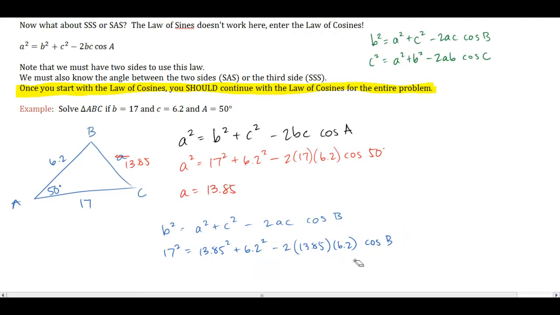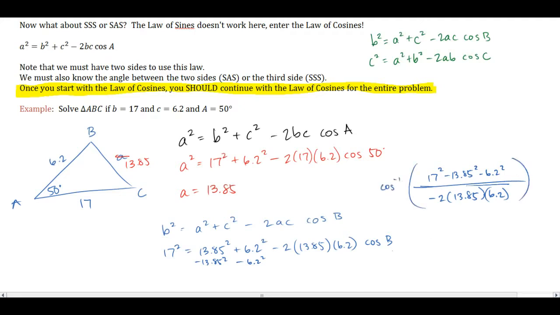So what you have to do is step by step. We got to move this guy over first. We got to move this guy over second. And then we have to divide by this negative 2 times 13.85 times 6.2. We have to divide by that. So we have to be super careful in this one. So really, what do I have? I have 17 squared minus 13.85 squared minus 6.2 squared all over negative 2 times 13.85 times 6.2. And I'm going to have to arc cosine that mess. And that should get us our angle B.